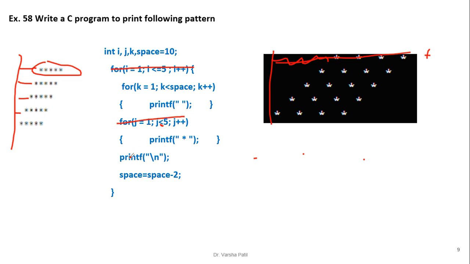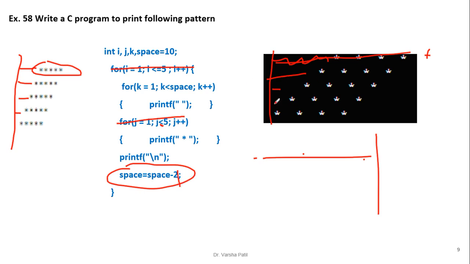And after that, the important statement is space is equal to space minus 2. If we don't decrement space, what will happen? Every star will print after taking a particular distance. But in the next iteration we want less space, so I have made space equal to space minus 2. It is not necessary that you should make it space minus 2. You can make space equal to space minus 1, but you need to check the alignment of the program, and based on that combination you will get the perfect output.